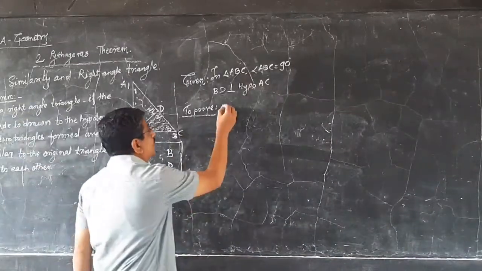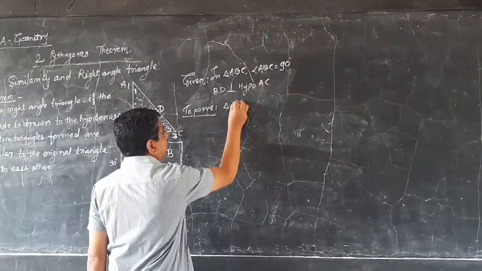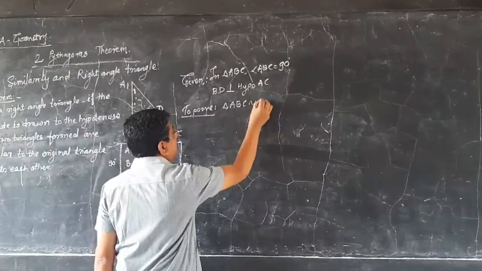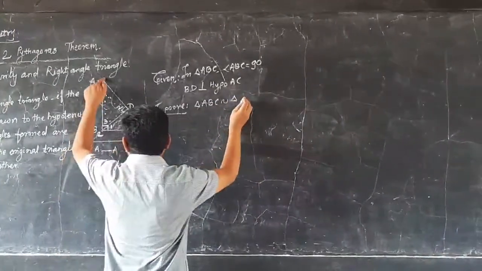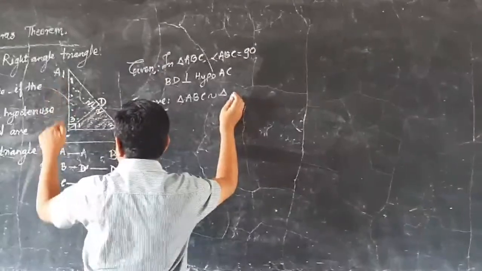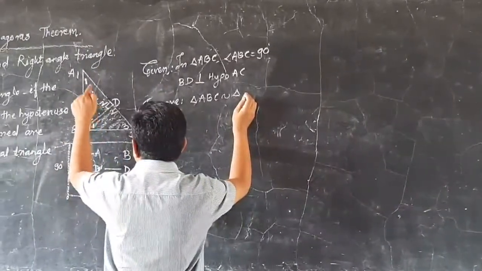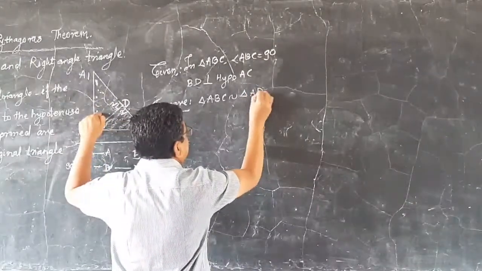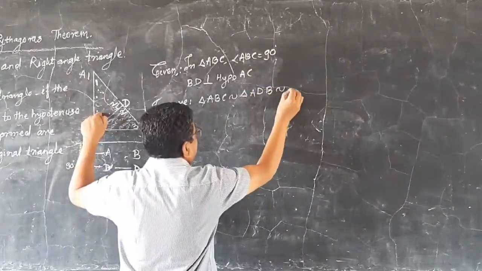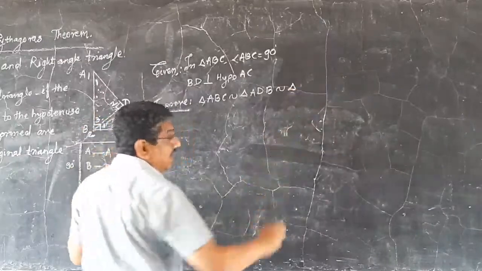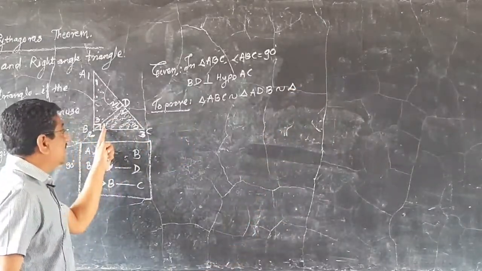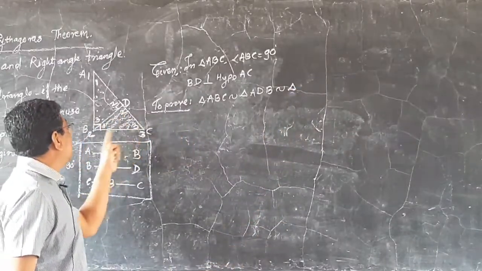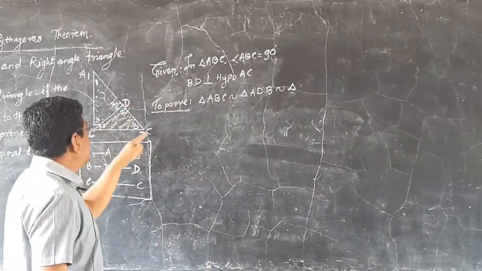Therefore, to prove triangle ABC is similar to triangle ADB, first, second, third. For this triangle, then you will take A, 1, 2, 3, that is ADB. Similar to the third triangle, again use the sequence 1, 2, 3, that is BDC.